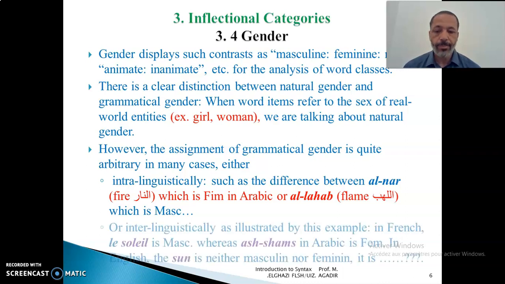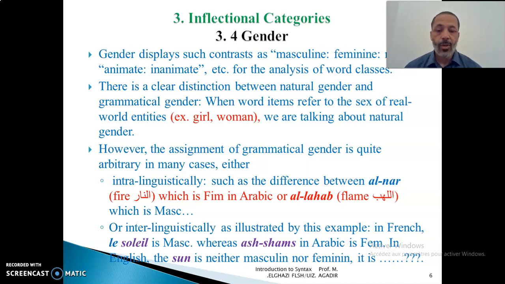It's arbitrary. Another example, which is interlinguistic, which means if you compare words between different languages, you will find out that it's also arbitrary. The assignment of gender to words is also arbitrary. So look at the example in front of you. We have le soleil in French, it's masculine. In Arabic, ash-shamsu is feminine. And in English, the sun is neither feminine nor masculine. It is neuter.